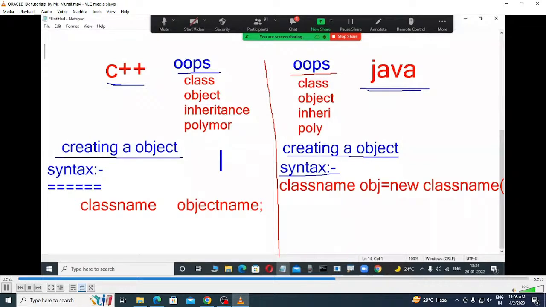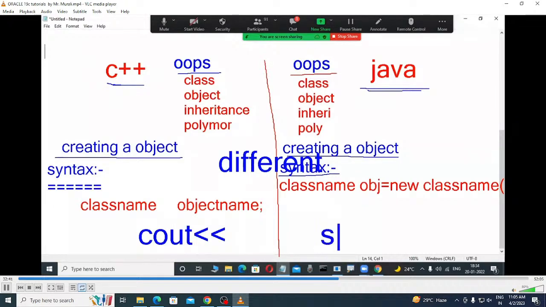Syntactically different. Conceptually, the OOP concepts are the same, but syntactically different, and the functions are also totally different. Suppose in C++ I want to display output: cout is a function for streaming output. And in Java, what is the function? System.out.println. That's why they are syntactically different.